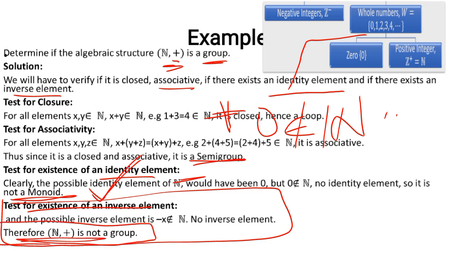Okay, and that's all for the proof. You can try the same example for the set of integers yourself under addition. You can check for natural numbers with a negative sign and see whether you get something.